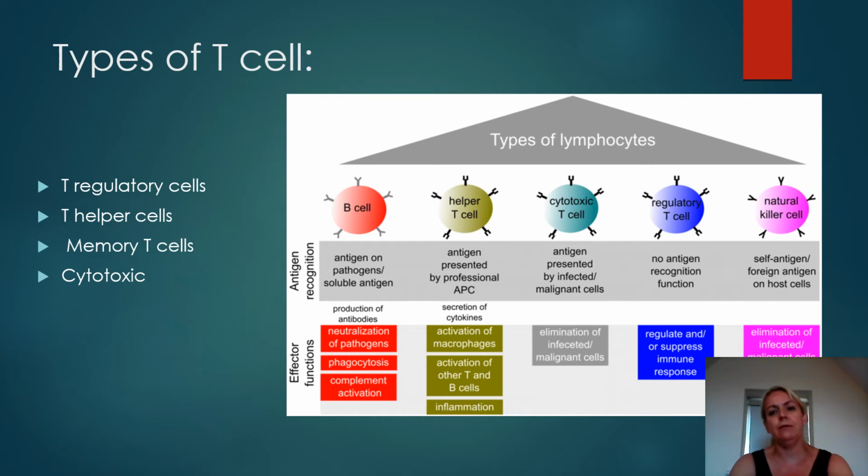They all have a different role to play. The regulatory cells regulate and suppress the immune response, so once the immune response is not needed anymore, they are responsible for turning that off. The cytotoxic cell is the one that eliminates and gets rid of all the infected or malignant cells. The cytotoxic cells are the ones that kill off the cells that are infected with the virus. And the memory cells are the ones that remember the virus for the next time it's encountered.